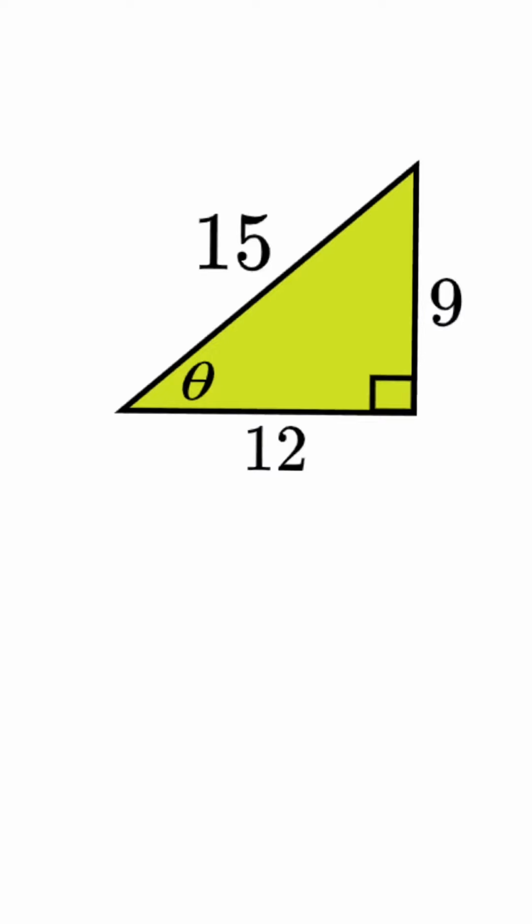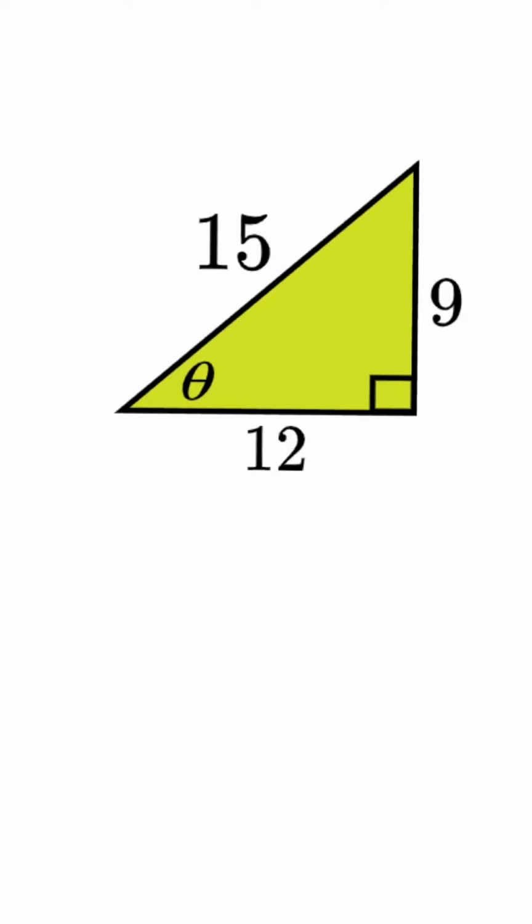Now, suppose we want to solve for the measure of the missing angle, theta, in this right triangle diagram. This time, instead of two sides of the triangle, we've been given three, the 9, the 12, and the 15. This means that we have more than one option as to which trigonometric inverse function we can use in order to solve for the missing angle measure.